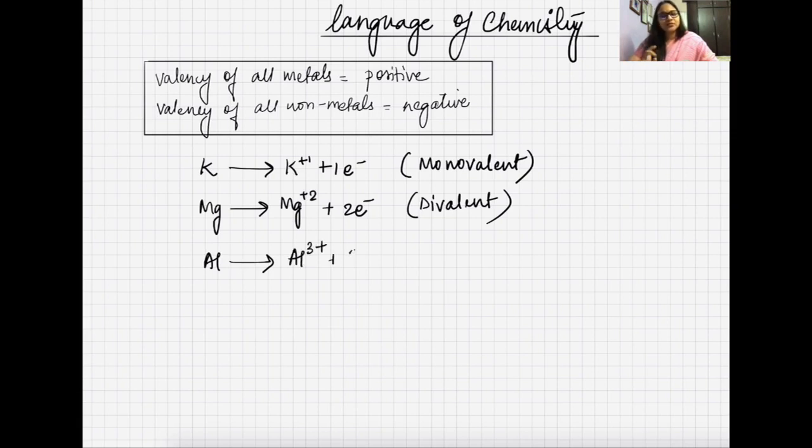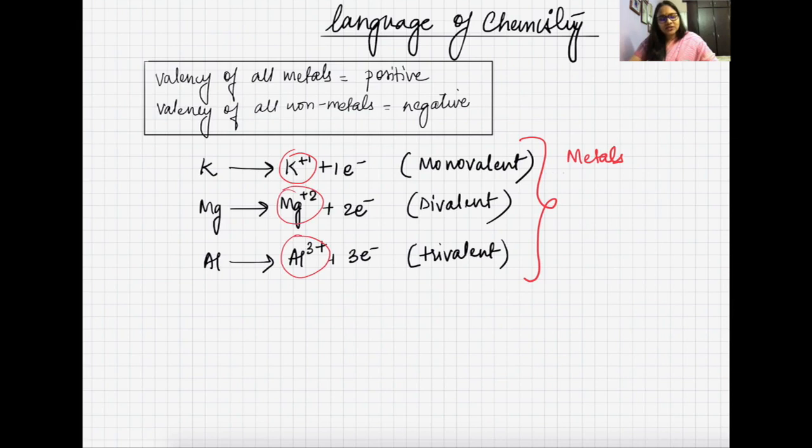Similarly, aluminium loses 3 electrons to form Al3+ ion. Aluminium metal is a trivalent metal. All of these are metals. Okay, potassium, magnesium, aluminium, all of these are metals. And if you look at the charges, all of them are positive. So metals usually form electropositive ions.